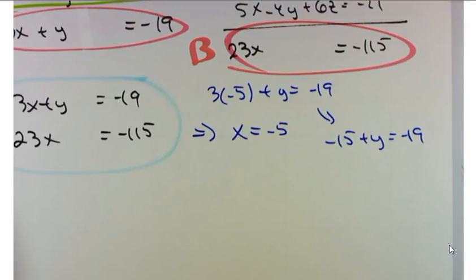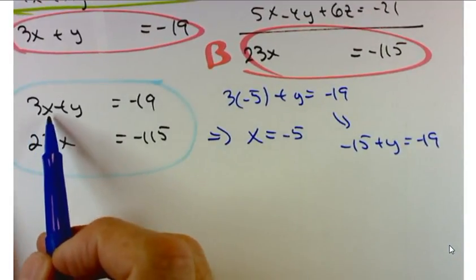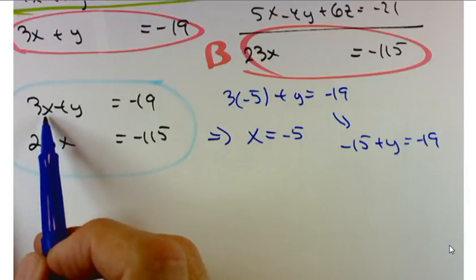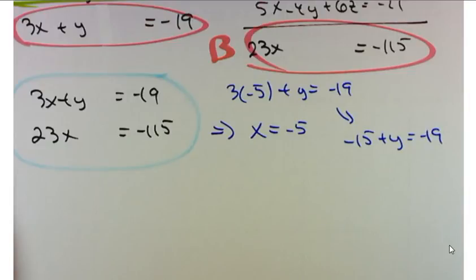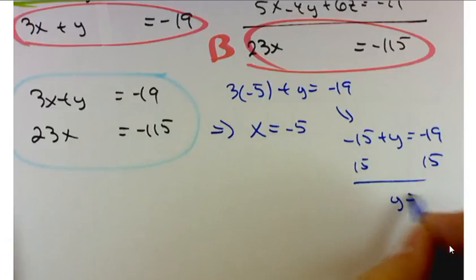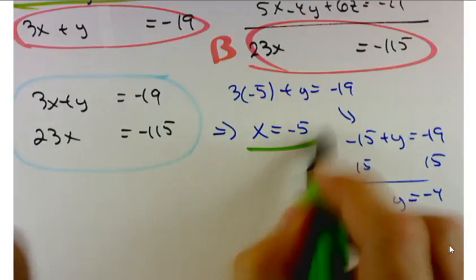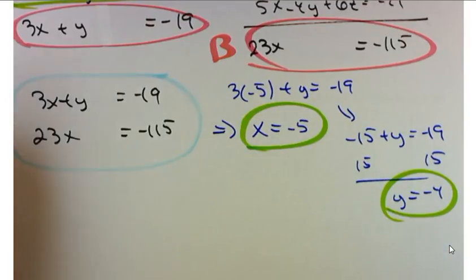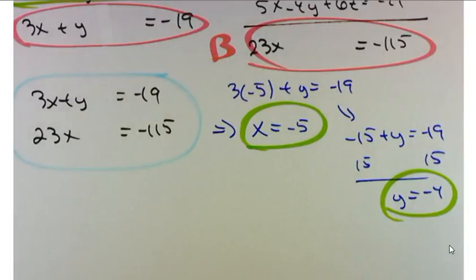Say again? Because I put in -5 for x. So 3 times -5. Last but not least, let's add 15 to both sides. And I get y equals -4. So 2 down and 1 to go. The two solutions I've got are x is -5 and y is -4. That's why I wanted a pair of equations that just depended on two variables.